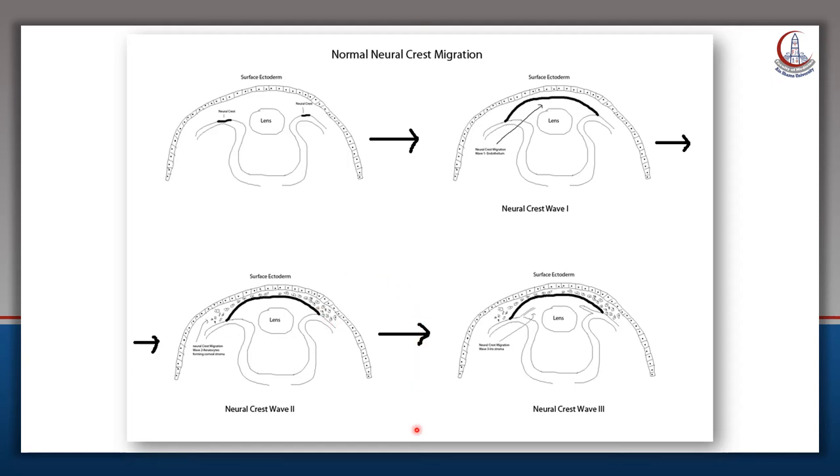This is just to remind us about how the eye developed. There was the optic vesicle, the surface ectoderm, and the lens separated from this surface ectoderm. And here is the optic vesicle formed by neural ectoderm, and then neural crest cell migration.